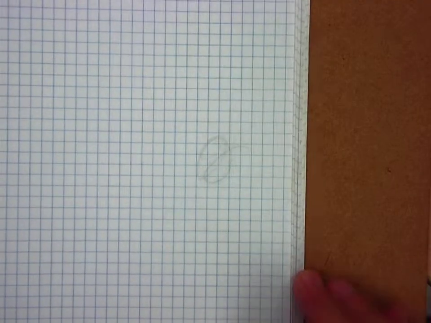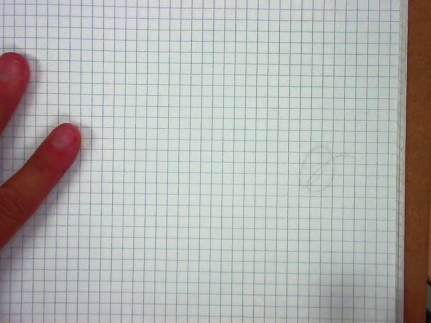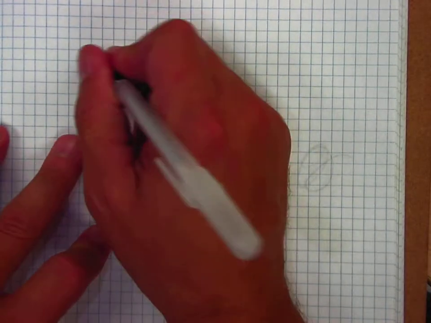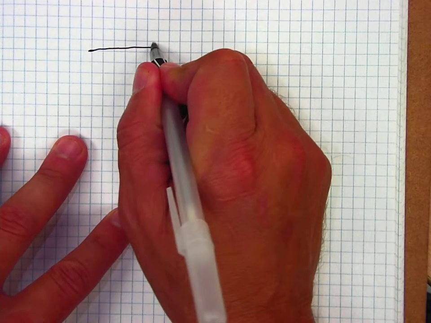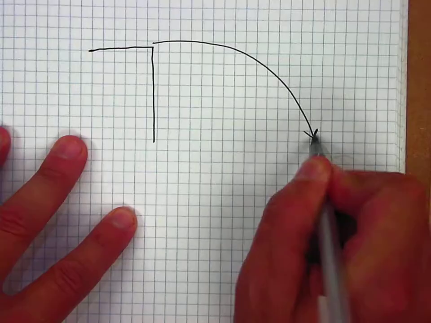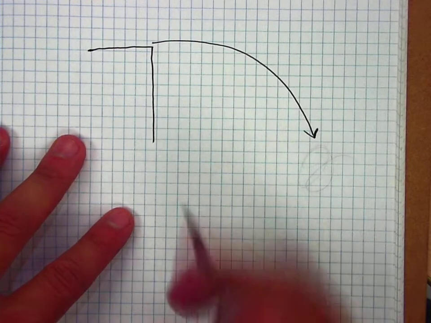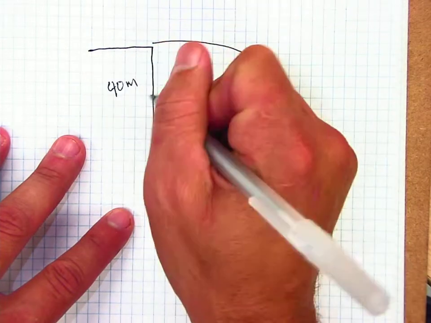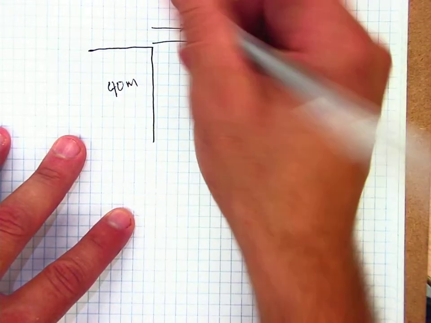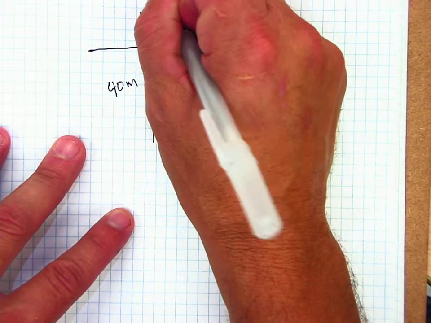Alright, here's a second type of projectile problem. These, I think, are a little bit easier, a little bit more manageable. These typically have something falling off a building at some speed out this way. If I say that the building's height is 40 meters high, and I say I throw it out at 10 meters per second.